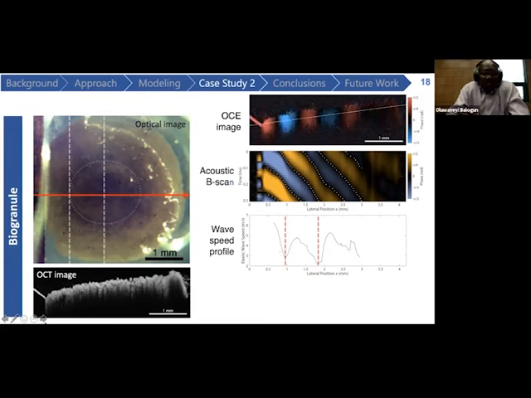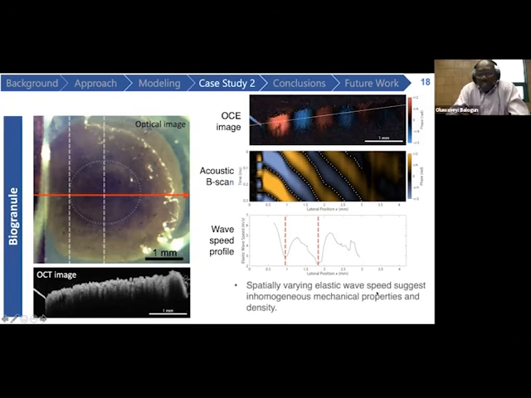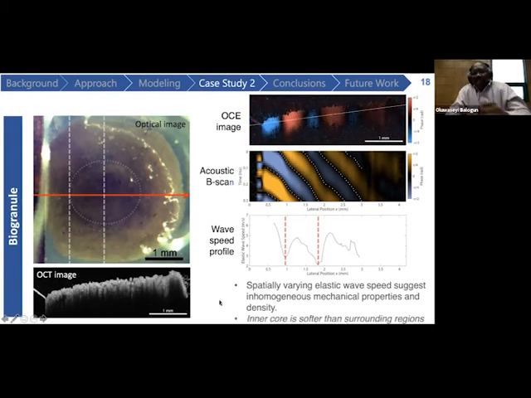So our conclusions from these estimates is that especially varying elastic wave speeds suggest an inhomogeneity in the mechanical properties and the density. Okay. And that the inner core is softer than the surrounding regions. And I will provide an explanation for why that possibly is the case.